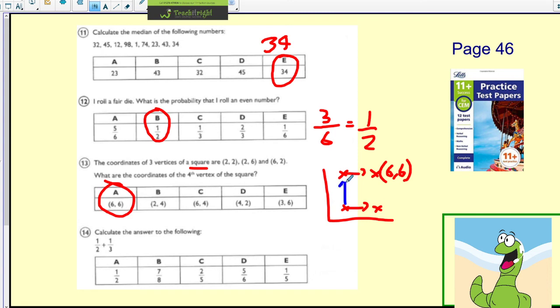Again, just to show you what I'm basically saying is from here to here is +4, and from here to here is +4. So if I apply the same measurements going the other way, I'm also adding +4 both times.